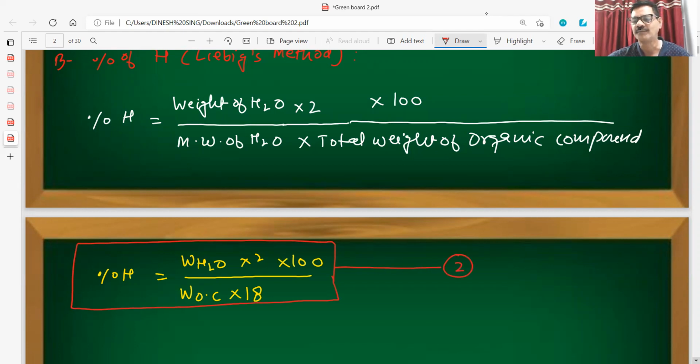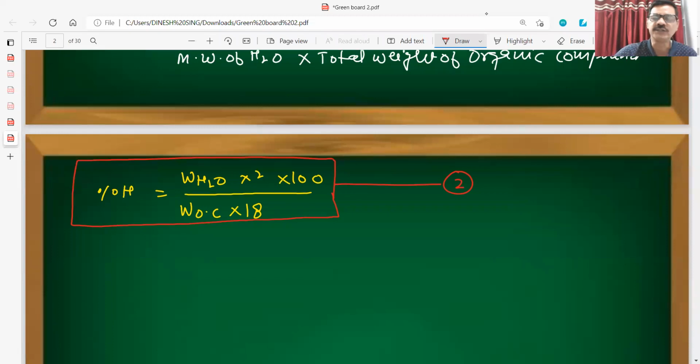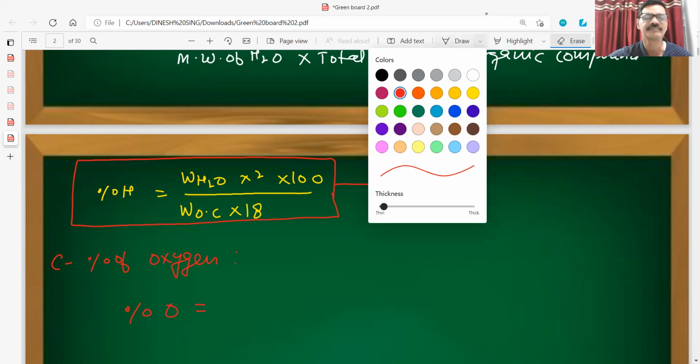That was the second formula. And if we add these two percentages, if the sum is less than 100, then the third thing, the percentage of oxygen, will become equals to what? The percentage of oxygen will be equals to 100 minus the sum of the percentages of carbon and hydrogen.